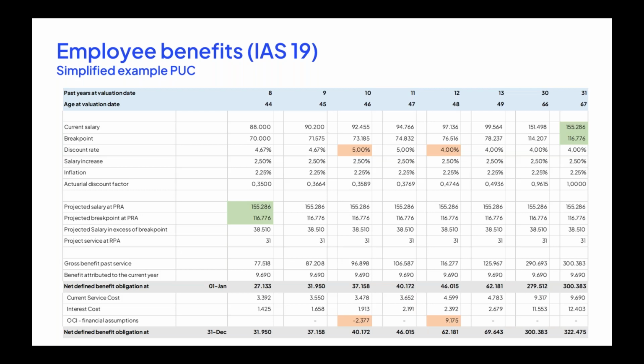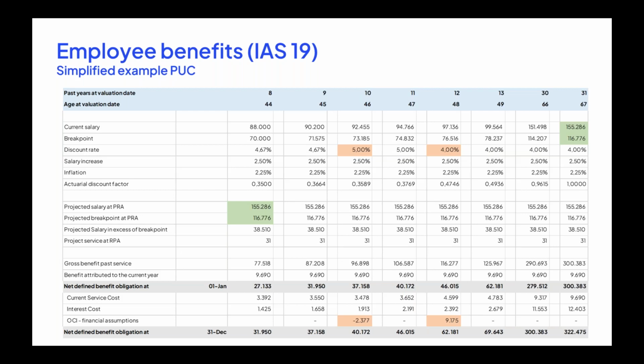The orange parts, there I show you the impact of changes in assumptions. And I'll only change the financial assumption discount rate, where you see that I increased it in between the year, his age of 45 and 46. I changed the discount rate to 5%. Higher discount rate, lower DBO.